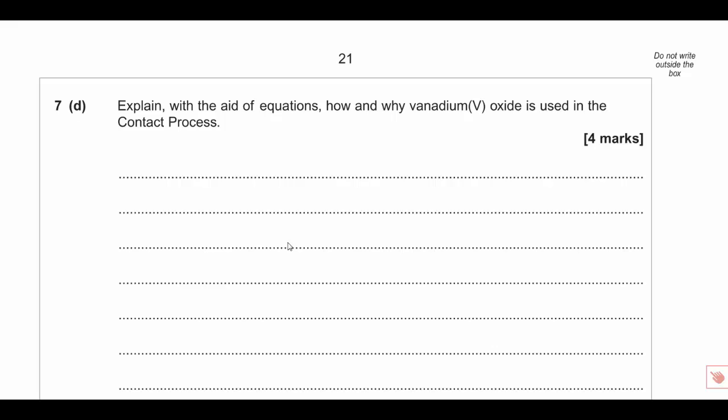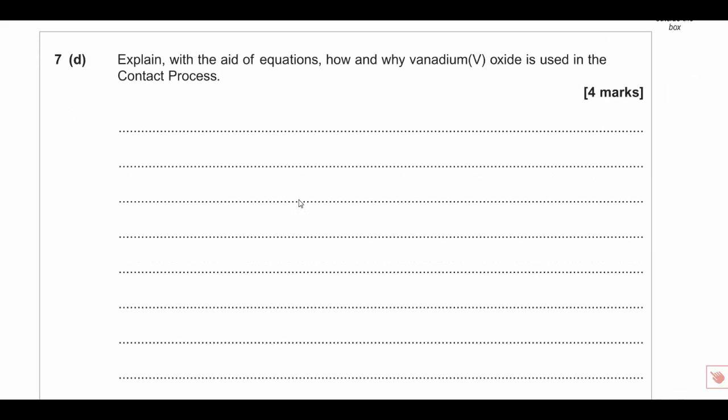7D. Explain with the aid of equations how and why vanadium 5 oxide is used in the contact process. You can see you need to remember a lot of stuff from this. There's 2 equations you're really dealing with.